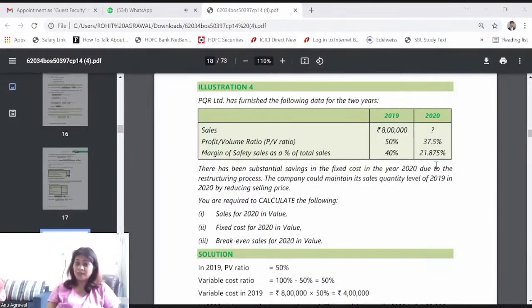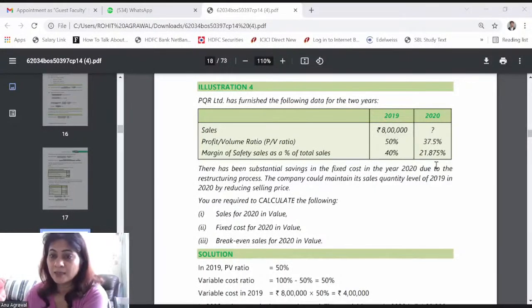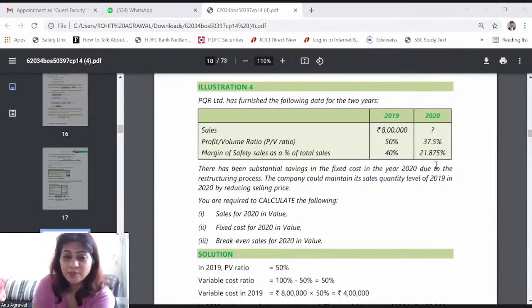I calculated my fixed costs, which was 2 lakh 40, and I took up my variable cost as 4 lakh. Yes or no? So my total figure was coming out as 6 lakh 40. Now that 6 lakh 40 was, according to me, fixed cost plus variable cost, the total cost. That is what I was taking up. Yes or no? But look at it. They are very clear. I didn't read the question.